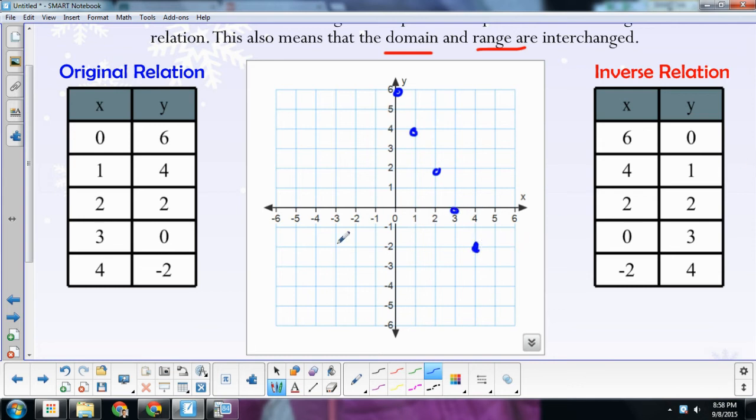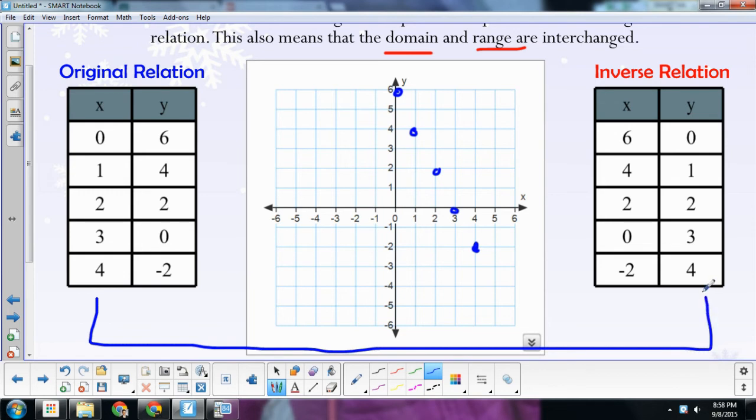My inverse relation is the exact same numbers, but they're switched around. The x values, or inputs, become the y values, or the outputs. The y values, the output values in the first relation, become the input values of the second relation. So input and output are reversed, domain and range are reversed. This is now an inverse relation. Now, notice something. If I were to graph these 5 points, (6, 0) would be right here, (4, 1) is right here, (2, 2), (0, 3), and (-2, 4).